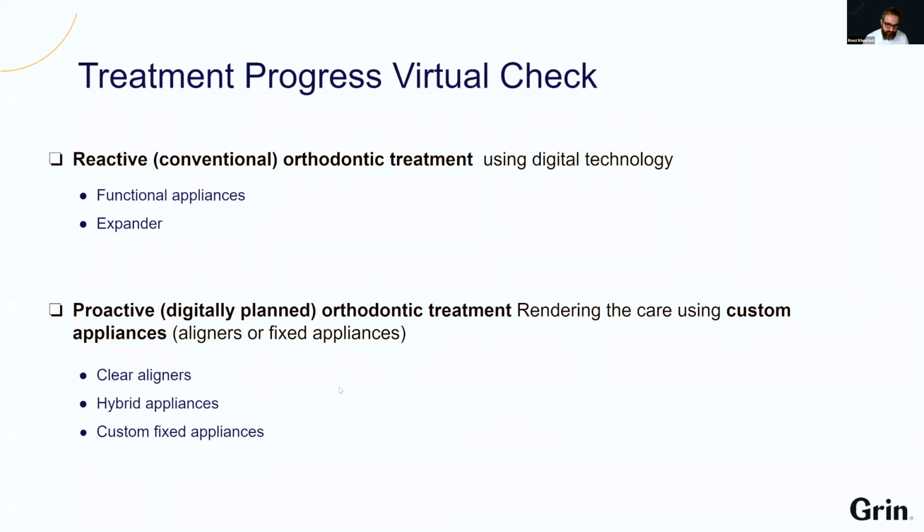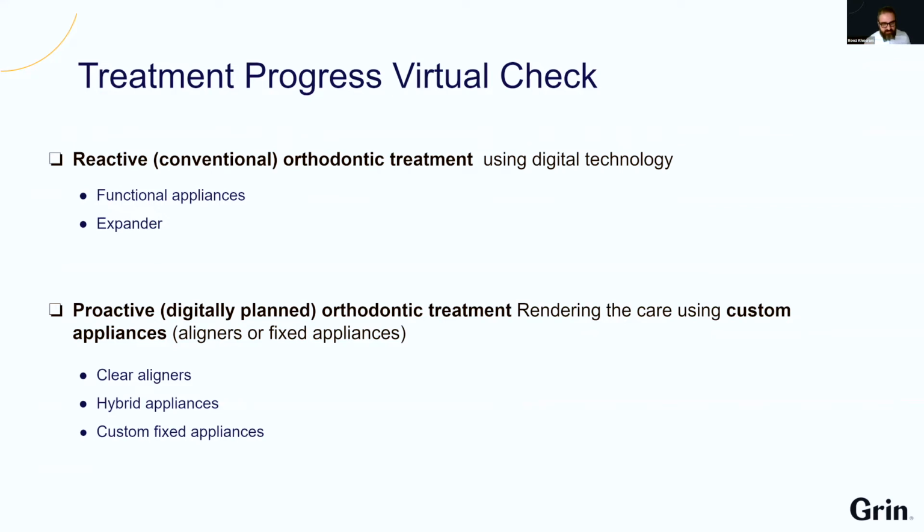So if you look at all these groups of treatment that you can use combined with Grin or any sort of a virtual check, you have the reactive orthodontic treatment, which is conventional functional appliances, expanders, or even fixed appliances that you basically bond on the patient, just do either the expansion or let them work, and then you monitor them virtually, not in their clinic, but through a platform that Grin is an example of. And then you have the proactive, which I talked about a little bit.